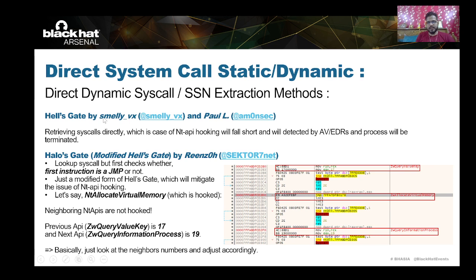Here are some of the different methods of dynamically extracting syscalls. The first one is Hell's Gate, which retrieves syscalls dynamically, but it doesn't check for the presence of hooks, that is, the jump instruction. So in that case, it would fall short.